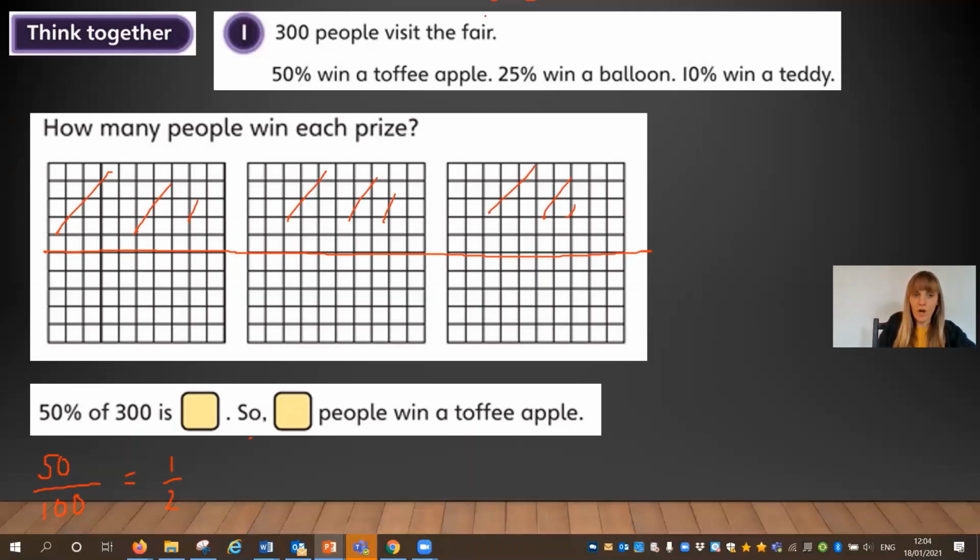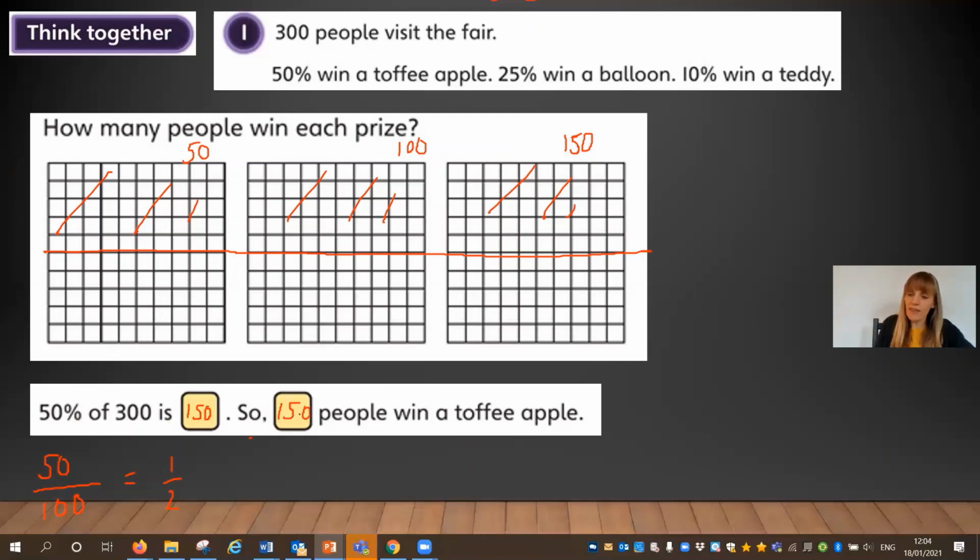Now, half of 100, or 50 out of 100, or 50%, is the same as 50. So it would be 50, 100, 150 people. So 50% of 300 is the same as 150. So 150 people, one toffee apple.